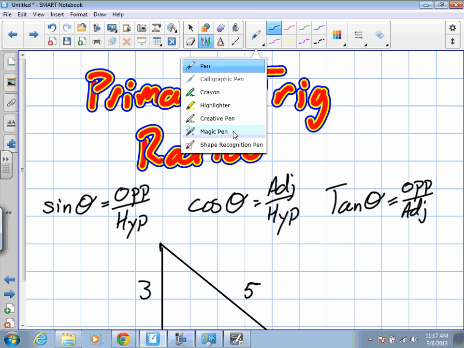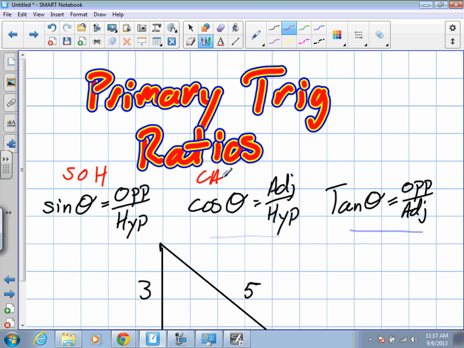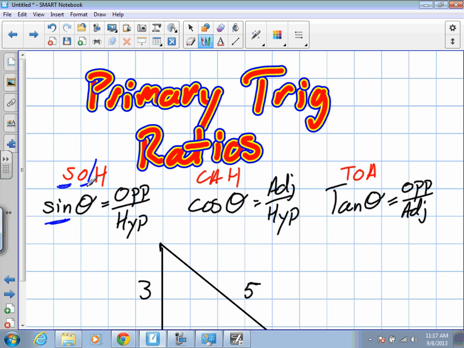All right, primary trig ratios. Primary trig ratios are what we know as usually SOH CAH TOA. And we say it as that acronym so that we can remember the ratio a little better. What it means, S stands for sine, is equal to the opposite over the hypotenuse side of a triangle.